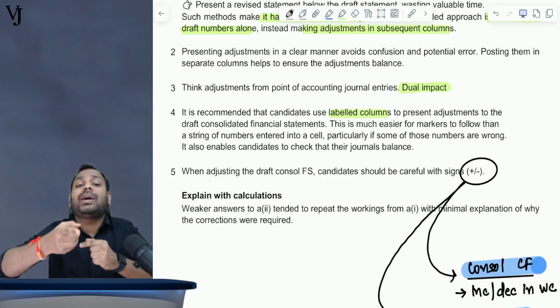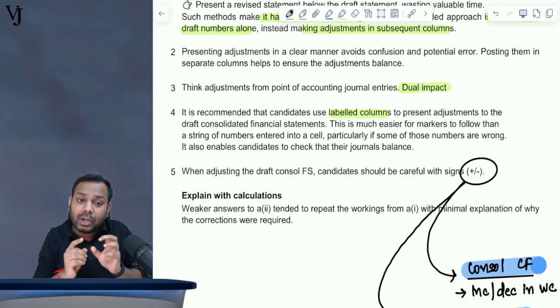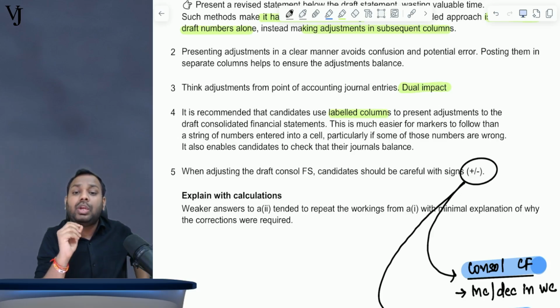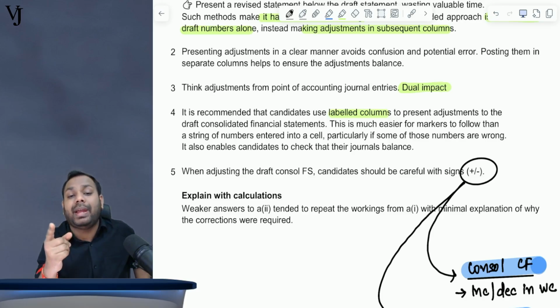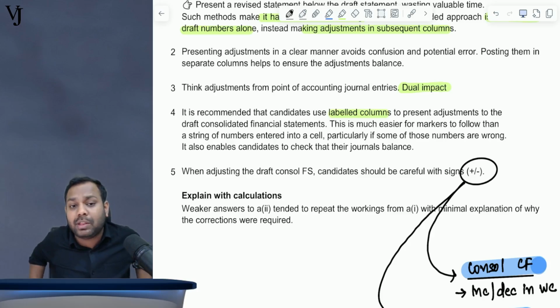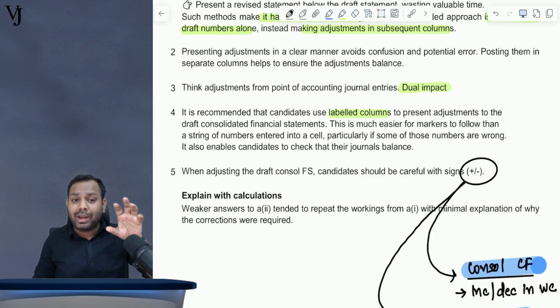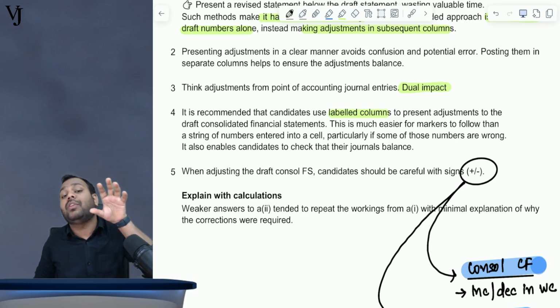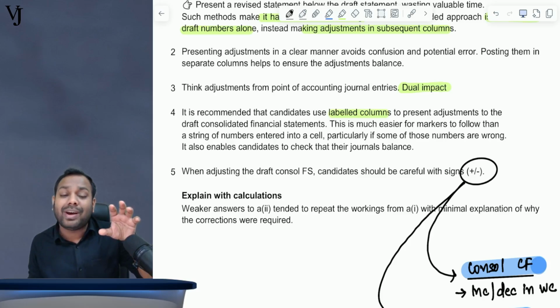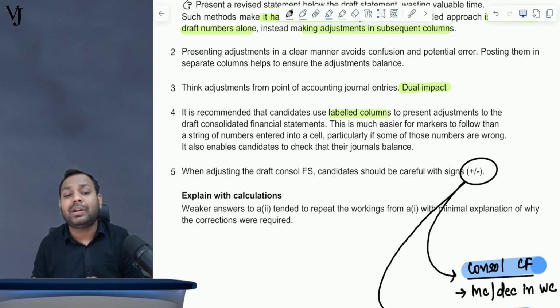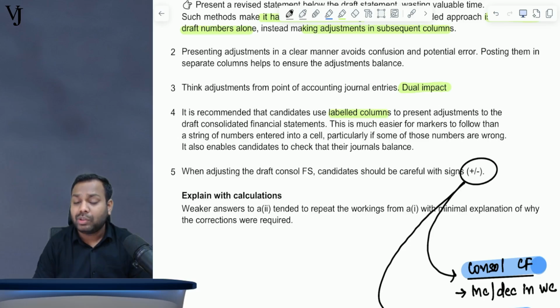Why you have done it this way. You are not required to repeat your workings; you are required to explain why you have done this. Let's suppose you are required to explain the goodwill. So what will you do? You will say goodwill is the excess of investments over and above the fair value of identifiable net assets acquired. This excess represents future economic benefits which the acquirer will receive. So this way you have to explain.